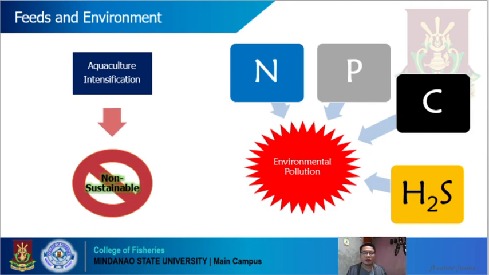Our feeds have to be stable, and they have to be in a proper amount, because if there is too much, there will be a higher tendency that these feeds will not be eaten by the organisms, but instead will be leached into the aquatic environment and will have a harmful effect on the aquatic environment itself, right?